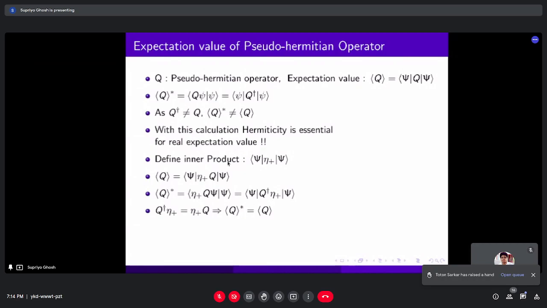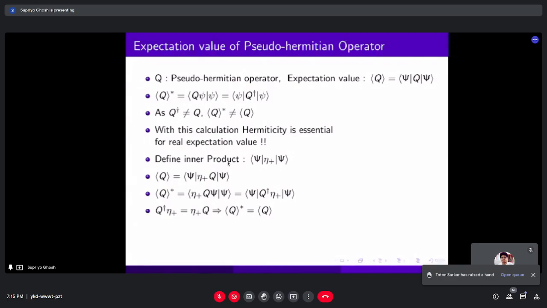So we have to define the inner product in such a way that this expectation value gives a real result. So we define the inner product as ⟨ψ|η|ψ⟩. So ψ bra, η, and then ψ ket. Now the expectation value of Q is obtained as ⟨ψ|ηQ|ψ⟩.